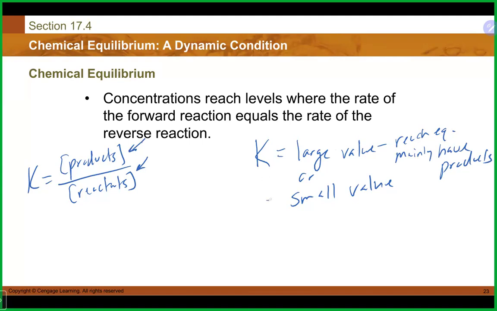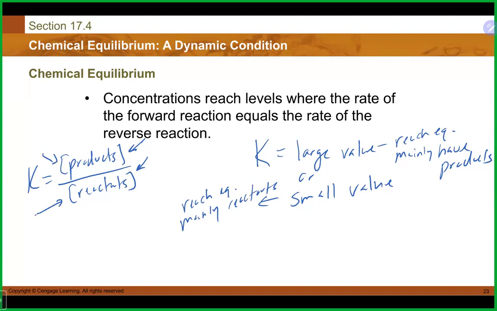And if you have a small value of K, that means that when you reach equilibrium, you mainly have reactants present. And that's because if I take a small number divided by a large number, I will end up with a small number.